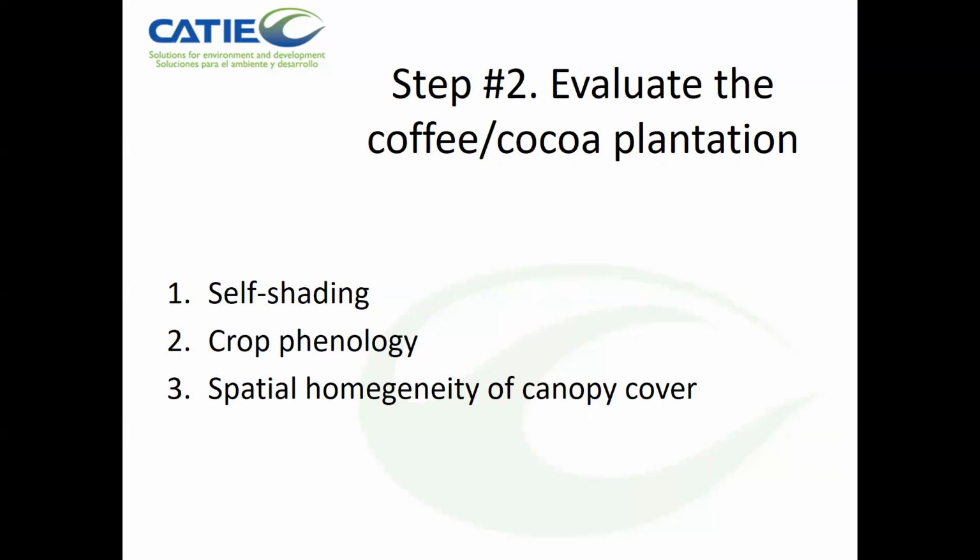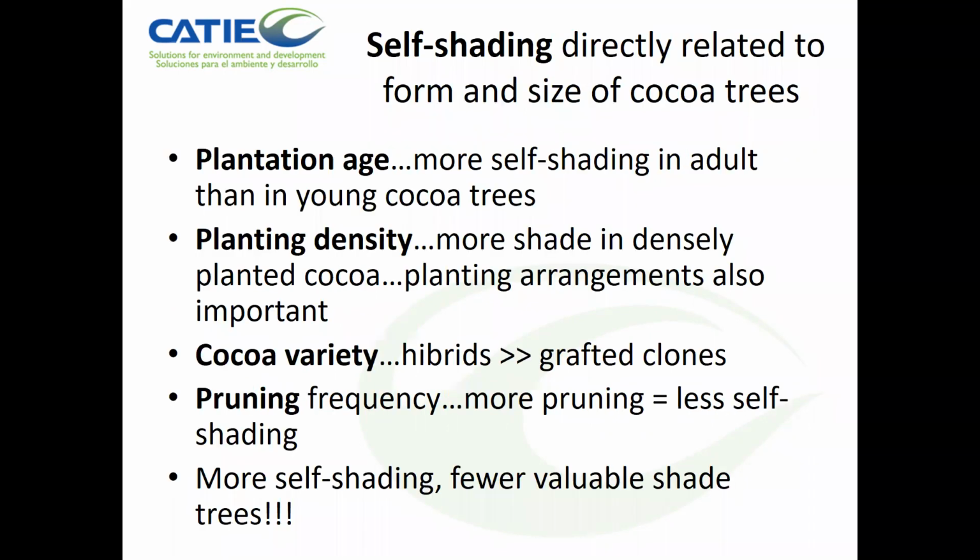We go into the plantation, and then we have to evaluate at least three factors: self-shading, crop phenology, and the spatial distribution of the canopy cover. Self-shading is very important, perhaps one of the most important factors. It depends very much on the shade that the same plant produces to the lower leaves.